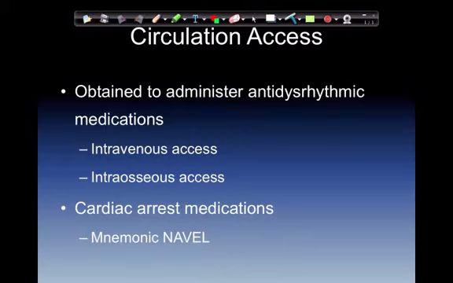The mnemonic NAVEL is utilized, so in case we don't generally go down the tube anymore, because we have things like the IO needle to where we can get to central circulation quite rapidly. But NAVEL was a mnemonic that would go down the tube. So Narcan, atropine, vasopressin, epinephrine, and lidocaine may be administered via the ET tube. Now, it is not the best medicine to do that. If you have the ability to drop an IO, then drop the IO and deliver the medications to the central circulation.